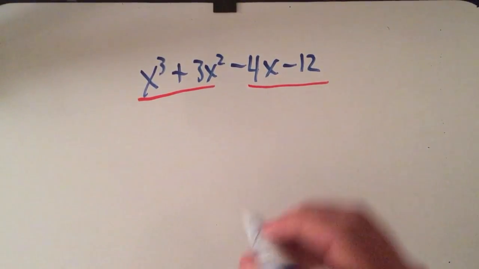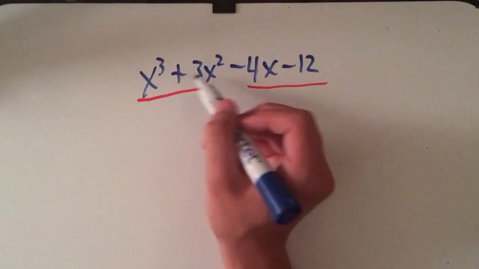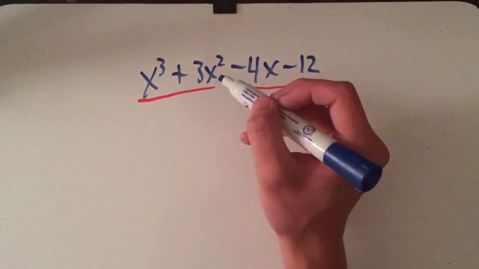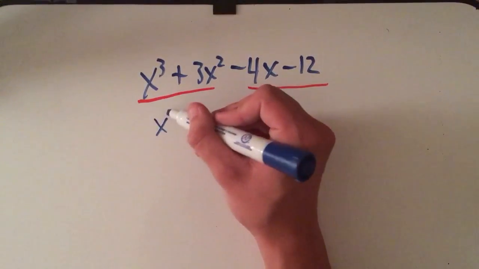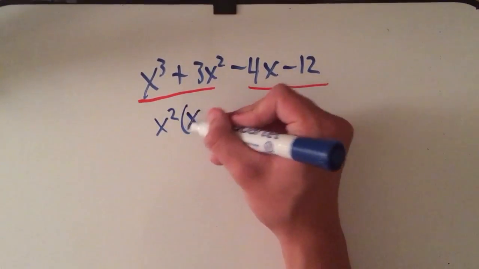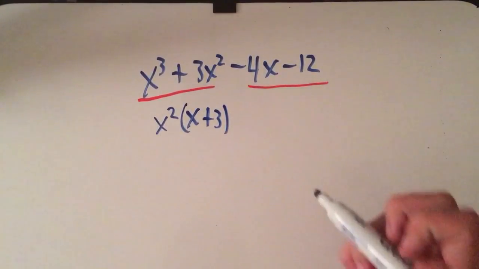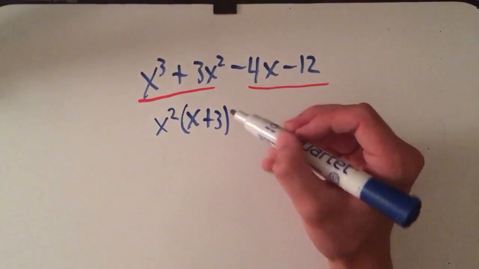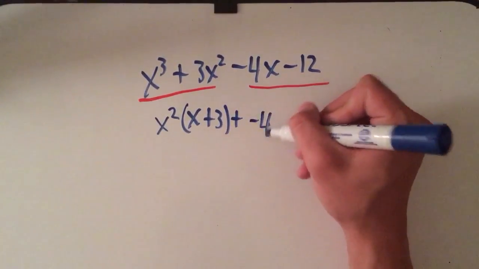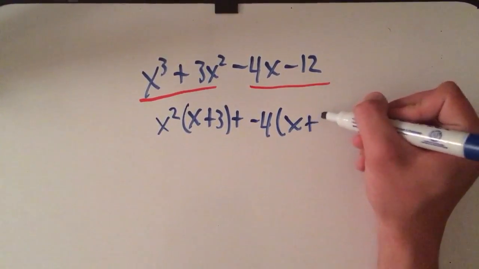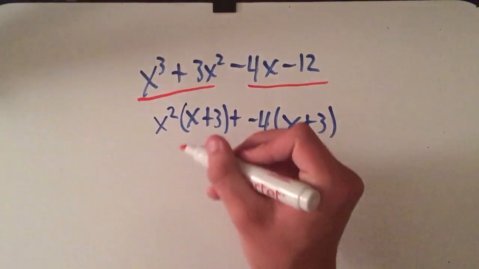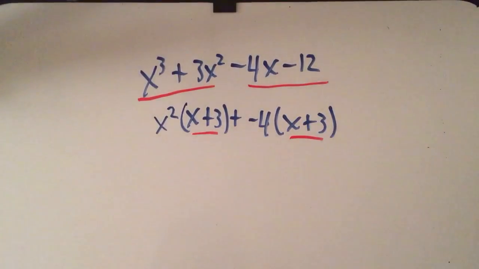So you want to see what both of these can go into. Both of these can be reduced. So an x squared can be taken out of both of these terms right here, which will give you x plus 3. And then you have the same thing for this one, so plus, and then take out a negative 4 from both of them, which will give you x plus 3 again. And notice that these two are the same.